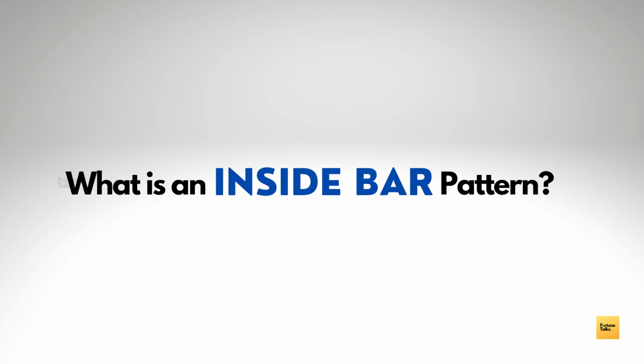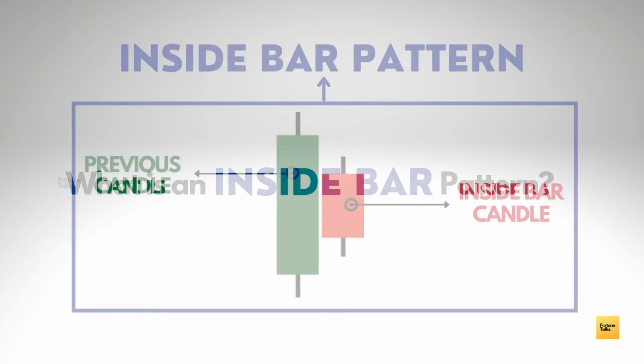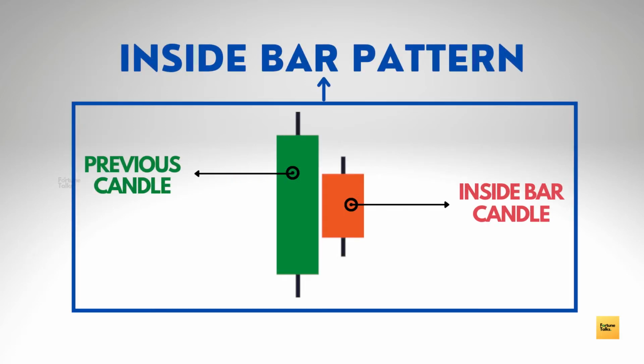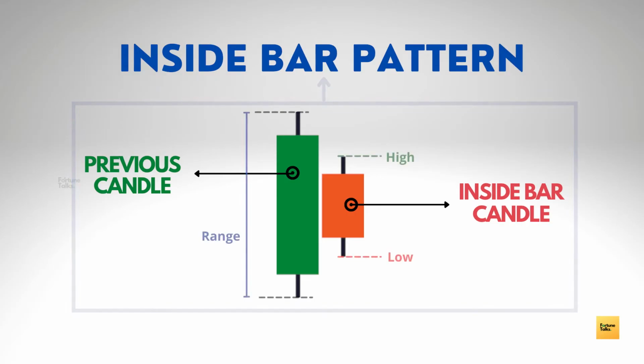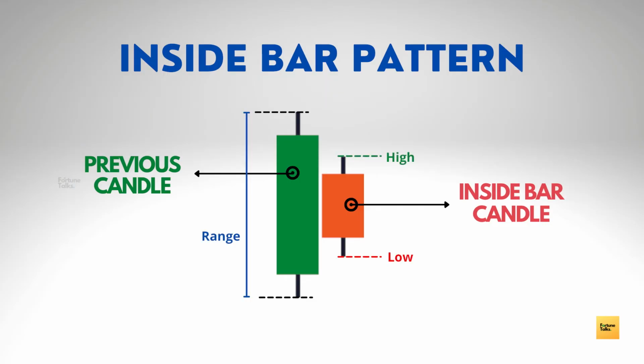What exactly is an inside bar pattern? The inside bar pattern is a candlestick pattern where the price forms completely within the previous candlestick. So, for an inside bar to be considered valid, both the high and the low of the candlestick need to be completely inside the previous candle's range.